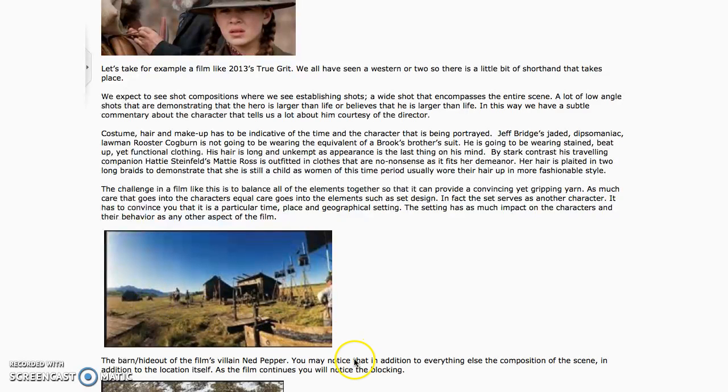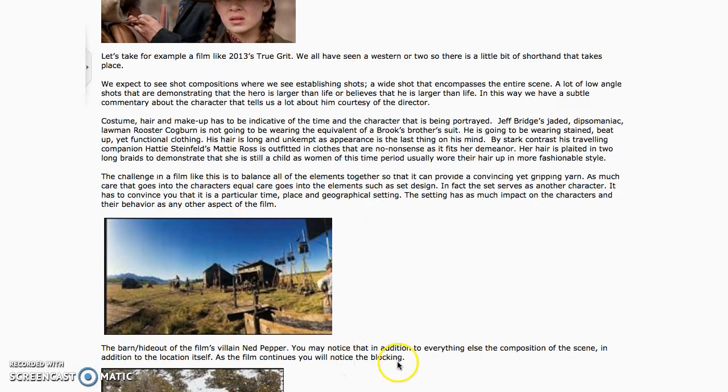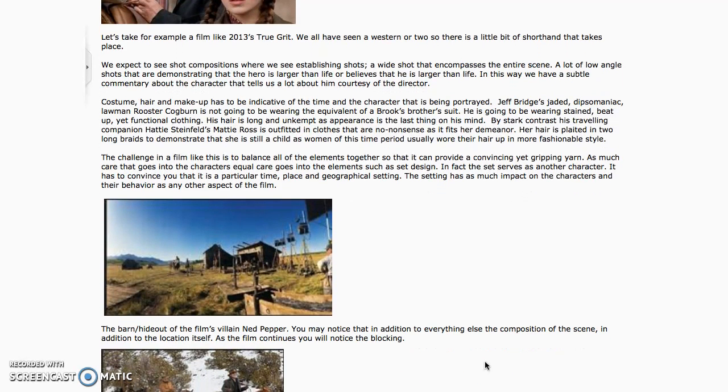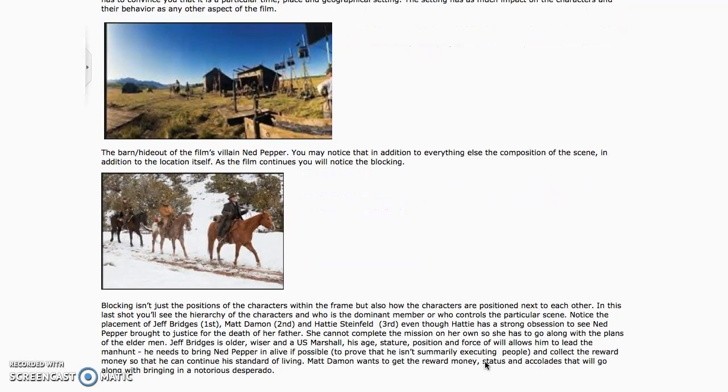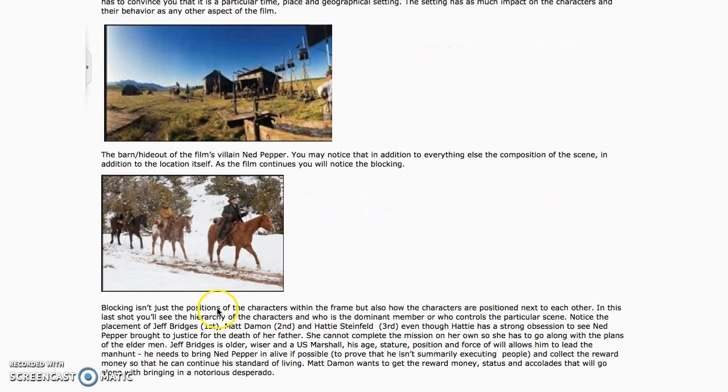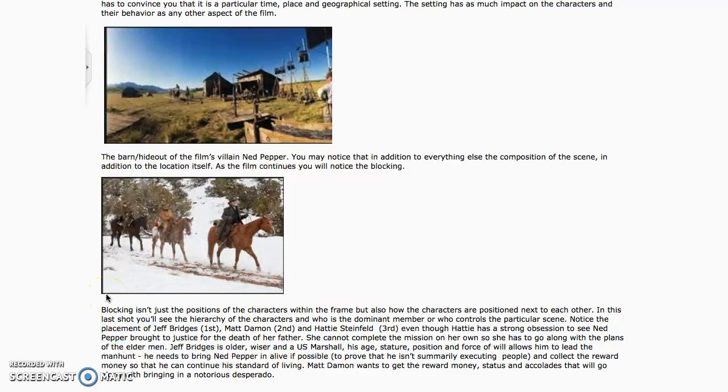So you may notice that in addition to everything else, the composition of the scene, and the location itself, as the film continues, you will notice the blocking. For example, here, blocking isn't just the position of the characters within the frame, but also how the characters are positioned next to each other. And I love this particular shot here where the trio are on horseback, lined up directly behind each other.